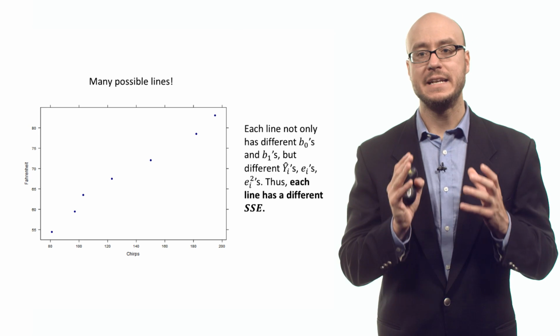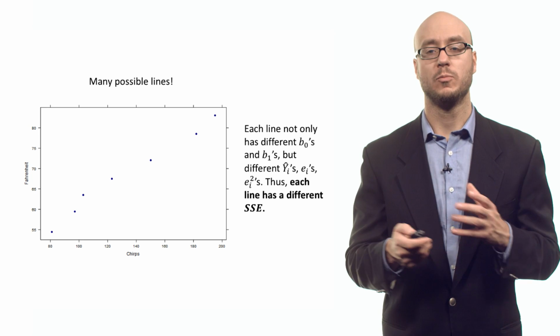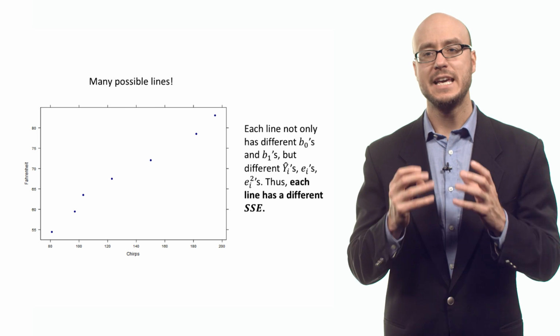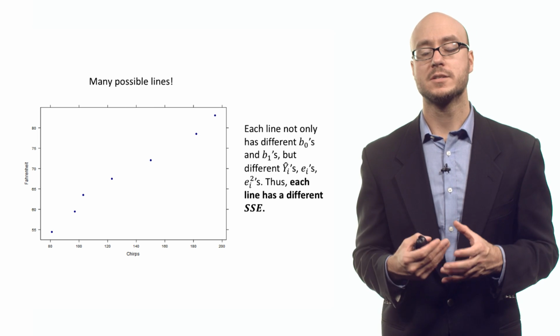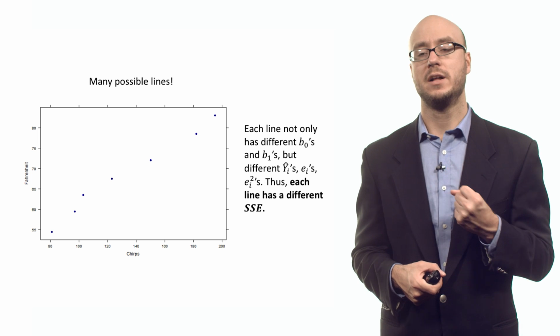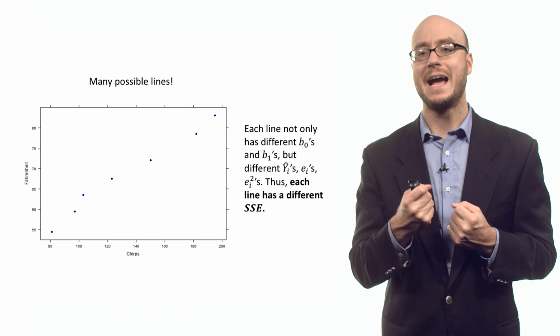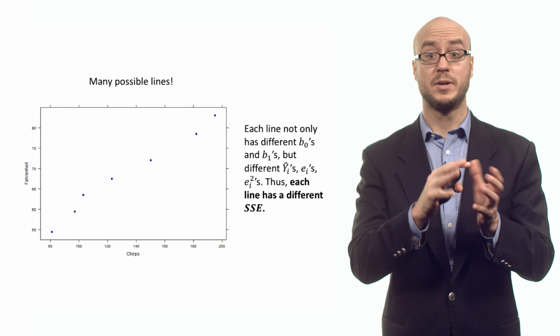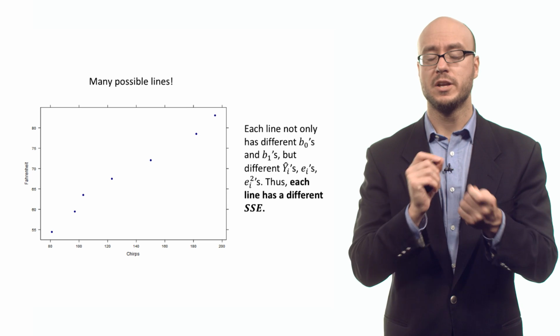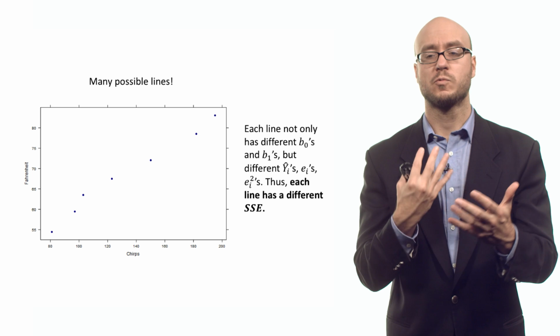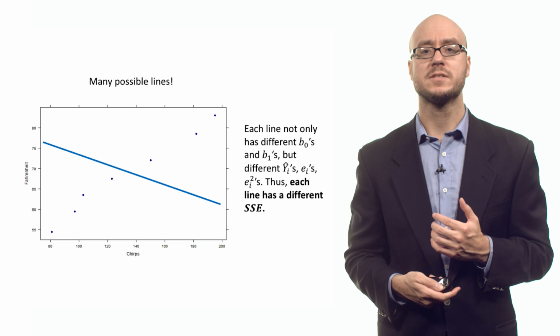When we have a different line, we have all these different lines. Each line has a different sum of the squared errors. That's because the sum of the squared errors depends on our raw value of the outcome minus our y hats. And those y hats are based on a particular intercept and slope, right? The raw x values don't change, but the intercept and slope values change. So that's really why we have these different sum of the squared errors.